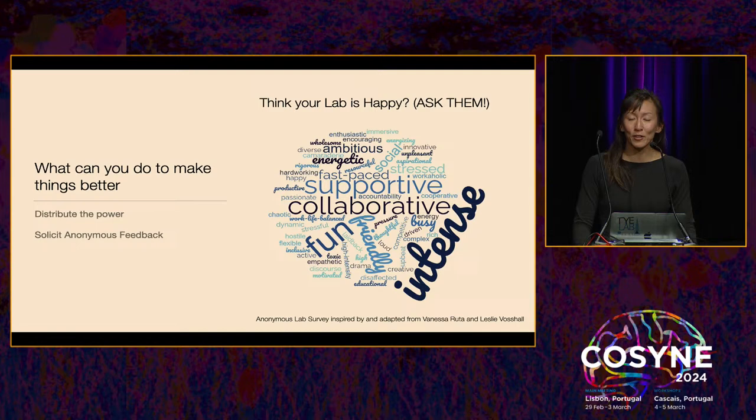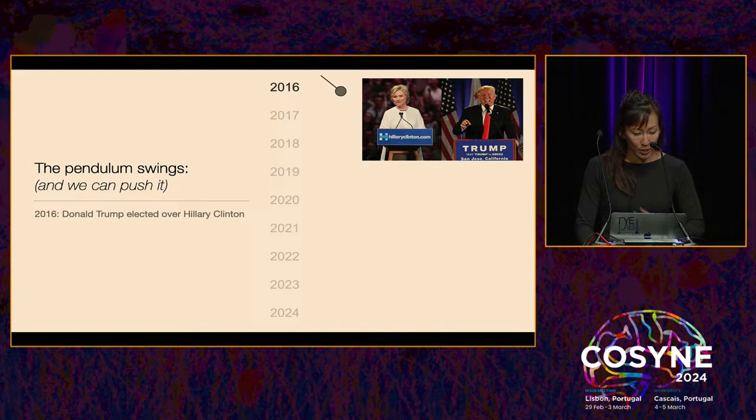Okay, so I'll just say the pendulum swings and we can push it. In 2016, I would have said that it swung really far to the right.